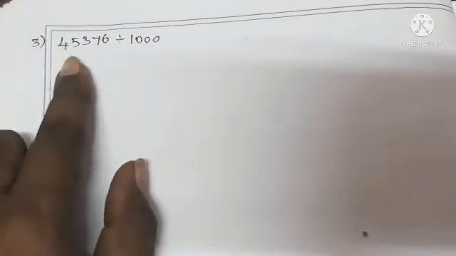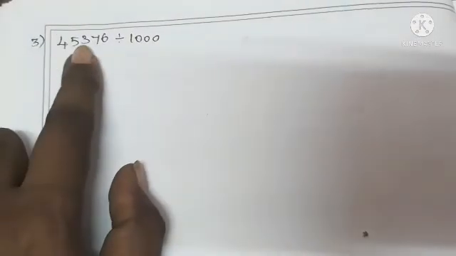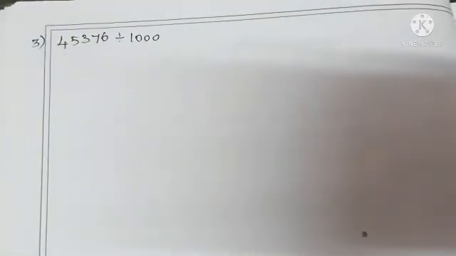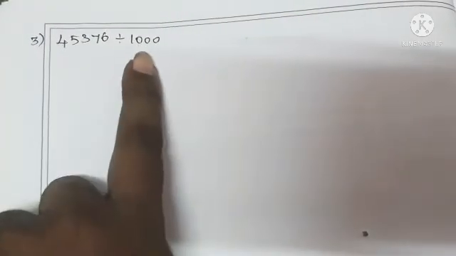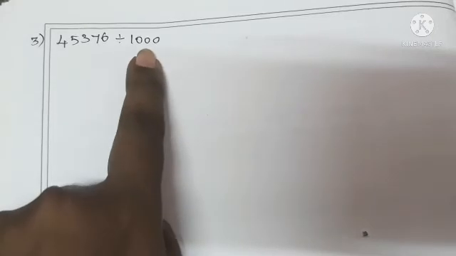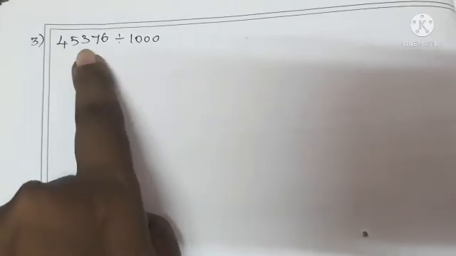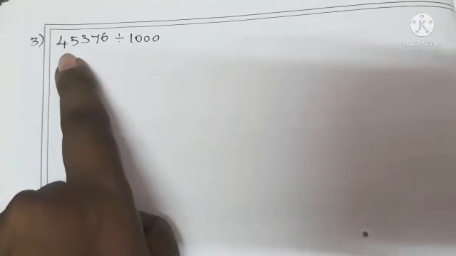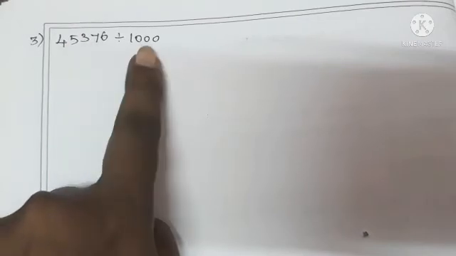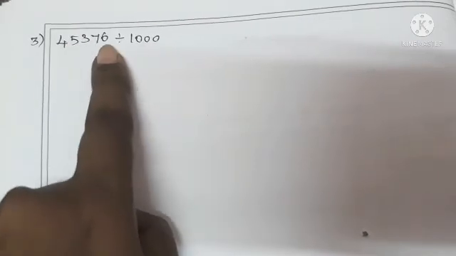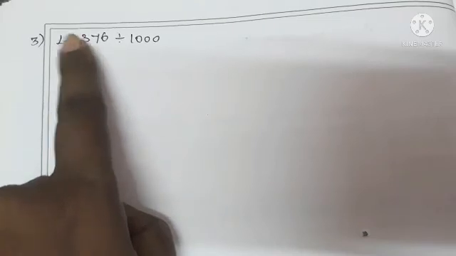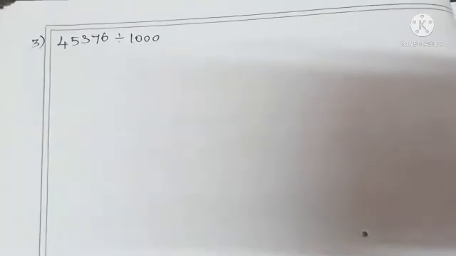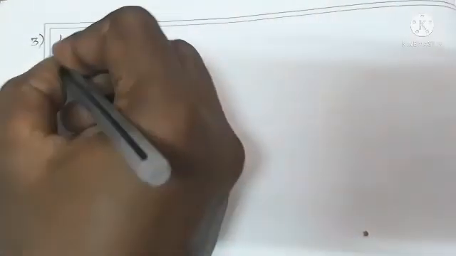So the third problem here we have 45,376. We have to divide 45,376 by 1000. So this is the dividend and this is the divisor. In the divisor we have three zeros now. So the last three place values we take as the remainder, and the remaining place values as the quotient. So ones, tens, hundreds place value. That means 376 is the remainder and 45 is the quotient.